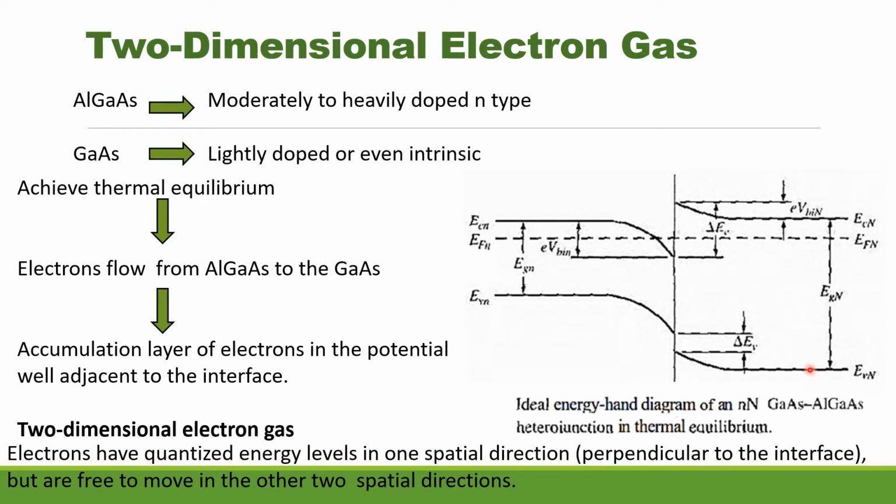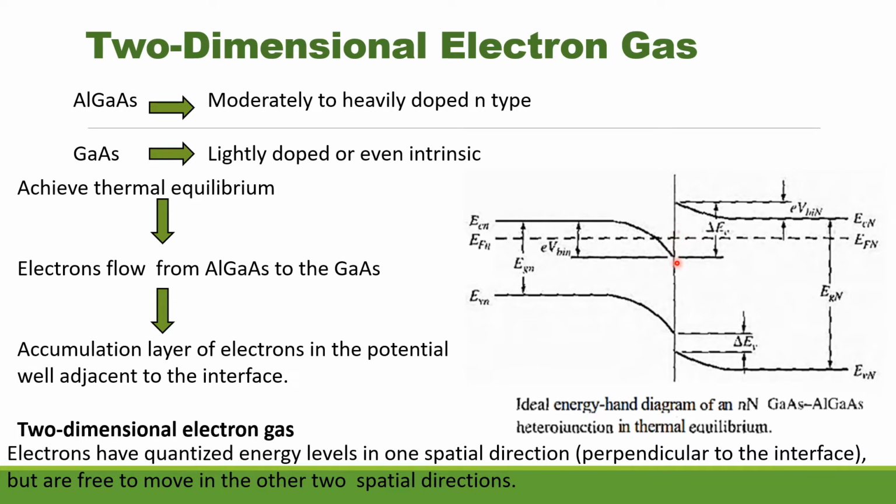equilibrium. Here we can see that the aluminum gallium arsenide energy gap is wide compared to that of the gallium arsenide. The aluminum gallium arsenide can be moderately to heavily doped n-type, and the gallium arsenide can be more lightly doped or even intrinsic. To achieve thermal equilibrium, electrons from the wide bandgap aluminum gallium arsenide flow into gallium arsenide. The electron flow forms an accumulation layer of electrons in a potential well adjacent to the interface.